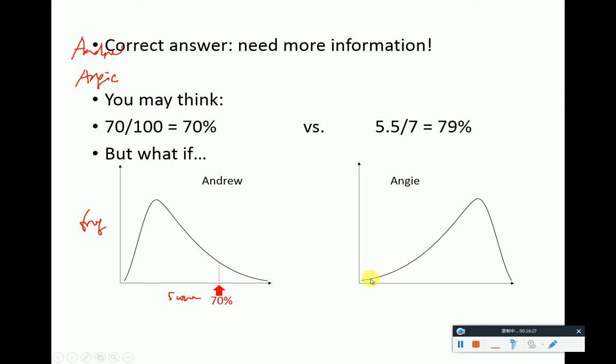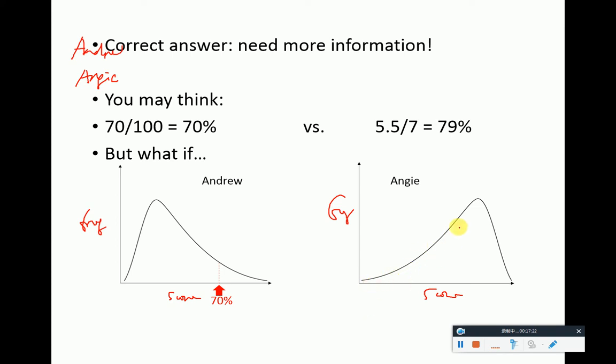Now you can imagine where I'm going. We can imagine Angie comes from a class whose performance distribution is like this. So again, we have score as the x-axis and frequency as the y-axis. In this case, we know the distribution is left skewed because the longer tail is at the left, and most scores are clustered at the higher end of the continuum. That means in Angie's class, most people perform very well. Most people have very high scores, and very few people have very low scores. So this is exactly the opposite of Andrew's case. In Andrew's case, very few people have high scores and most people have low scores. In Angie's case, most people have high scores and very few people have low scores.